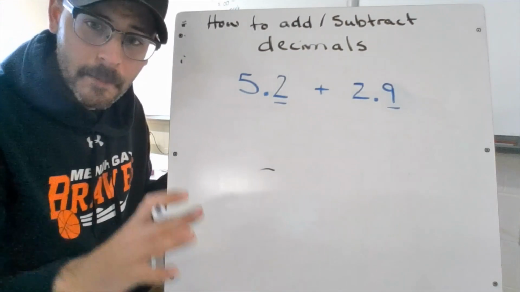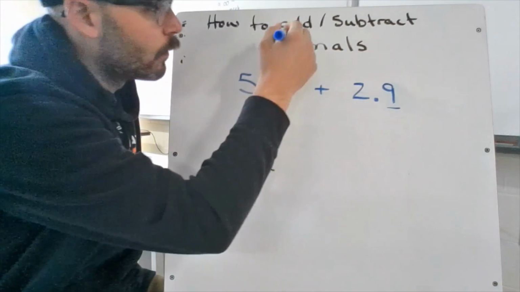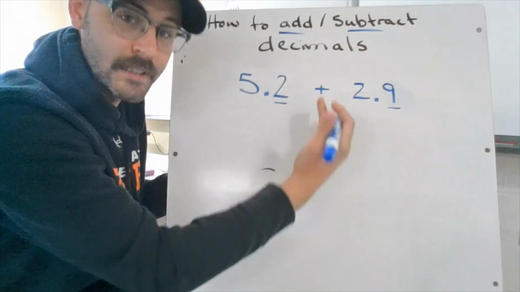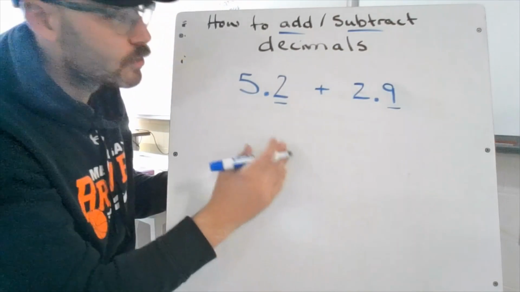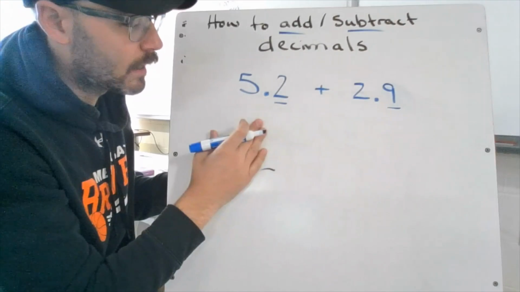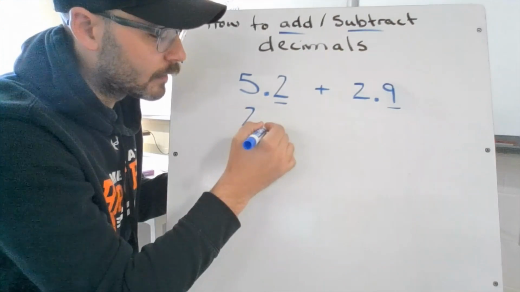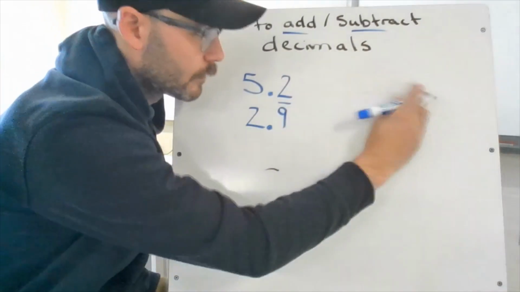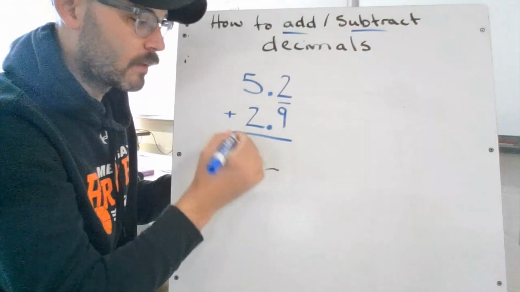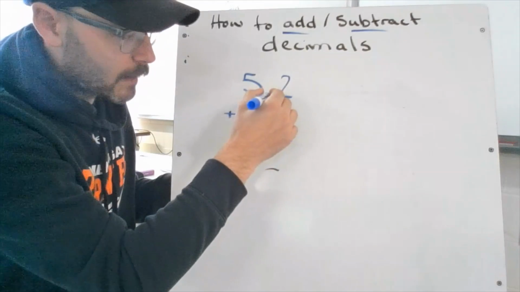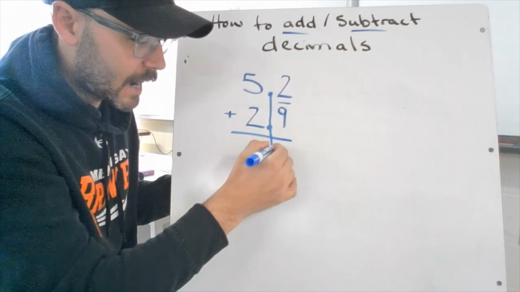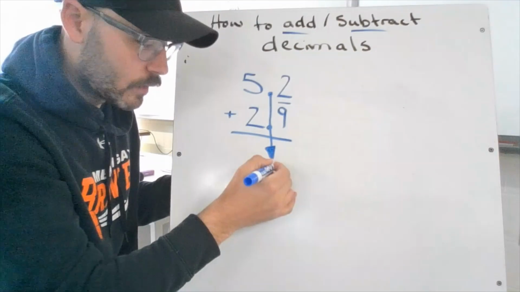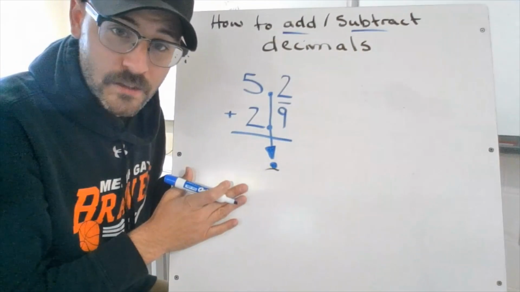Let's add these up. I never ever, when I add and subtract decimals, do them horizontally. I always line them up vertically. So I'm going to take this and swing it under. Most importantly, like I said earlier, is lining up the decimal. This is the same problem written vertically. Notice how I have my decimals stacked right on top of each other. I'm going to drop the decimals straight down for my answer.